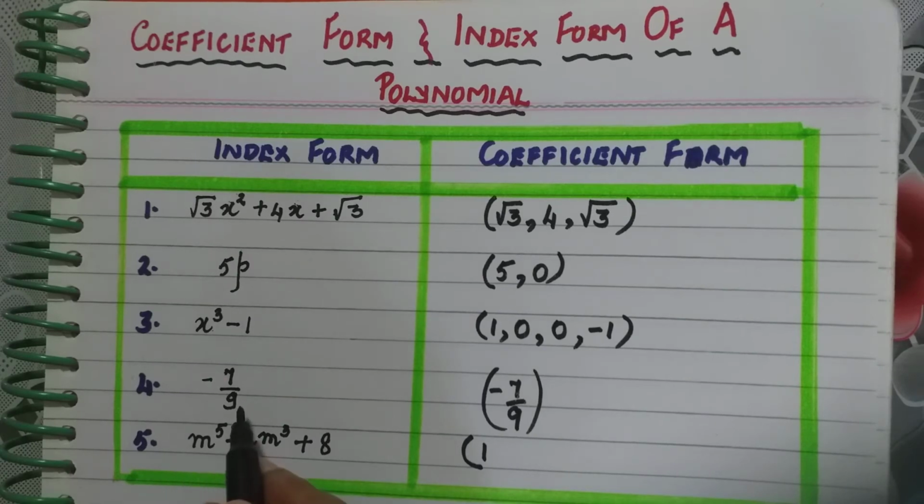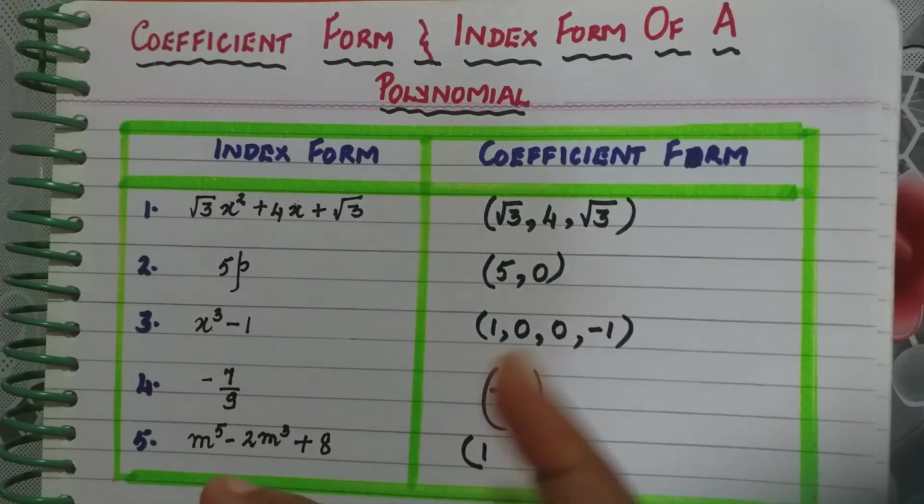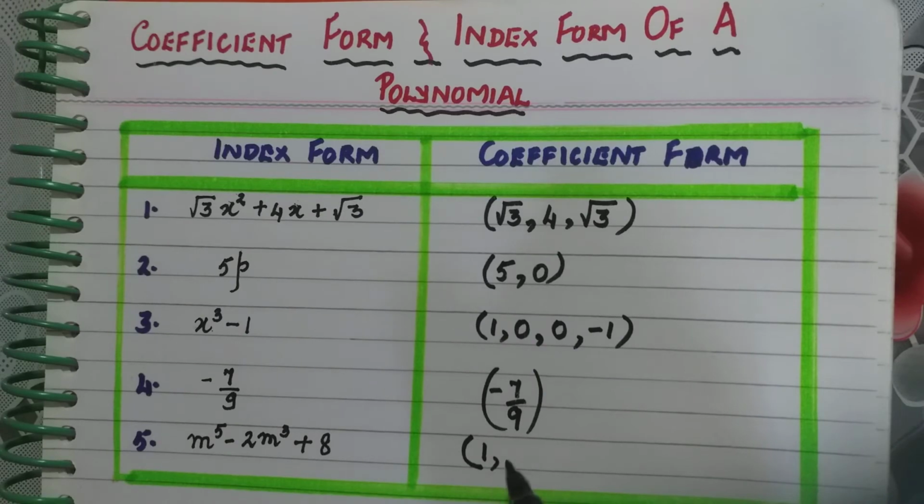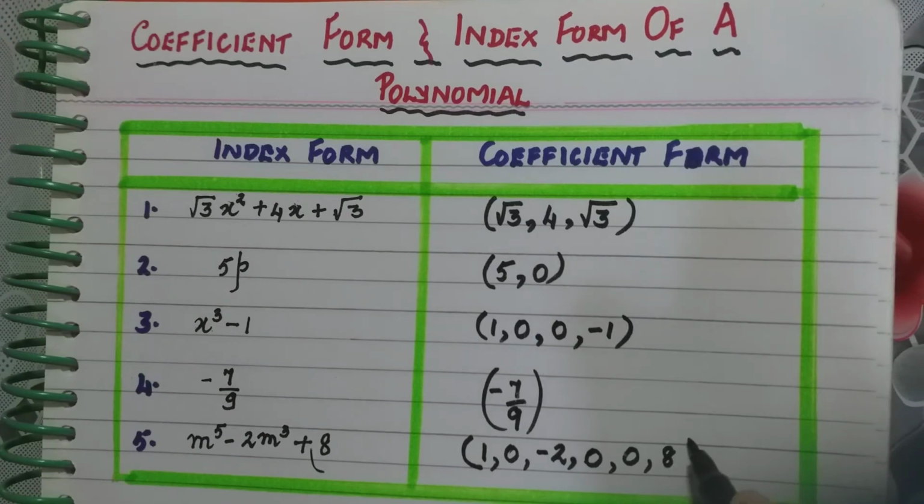So when I am writing in the coefficient form, I will write 1 for this, 1 m raised to 5. M raised to 4 is not there. Therefore we write 0. M raised to 3 is minus 2. M raised to 2 isn't there. So again I put 0. M raised to 1, that too is not there. So another 0. And lastly the constant number is 8. So we write here 8.